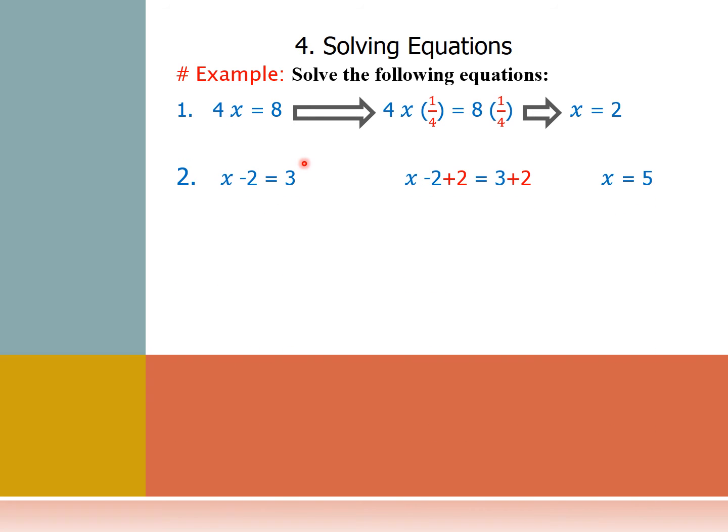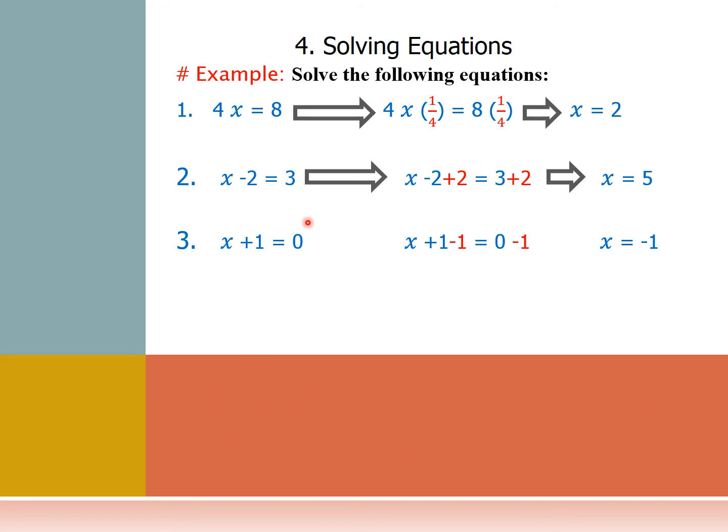x minus 2 is equal to 3. So what should we do? Add 2 here and add 2 here. So we have x minus 2 plus 2 is equal to 3 plus 2. Minus 2 plus 2 is 0, so we get x alone. And 3 plus 2 is equal to 5, so the answer is x is equal to 5. If you want to check, 5 minus 2 is equal to 3.